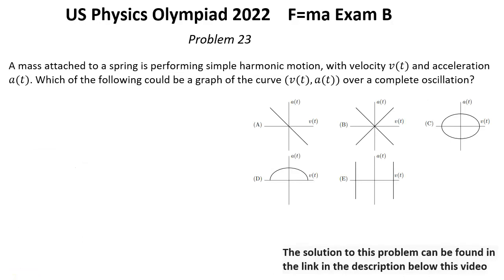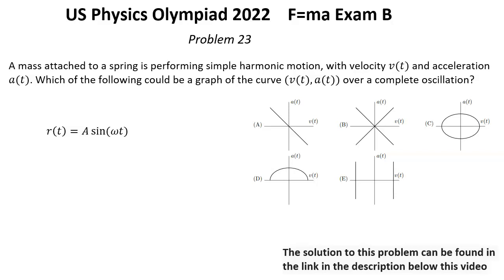Problem number 23. A mass attached to a spring is performing simple harmonic motion with velocity v as a function of t and acceleration a as a function of t. Which of the following could be a graph of the curve a as a function of v over a complete oscillation? Solution for problem number 23.